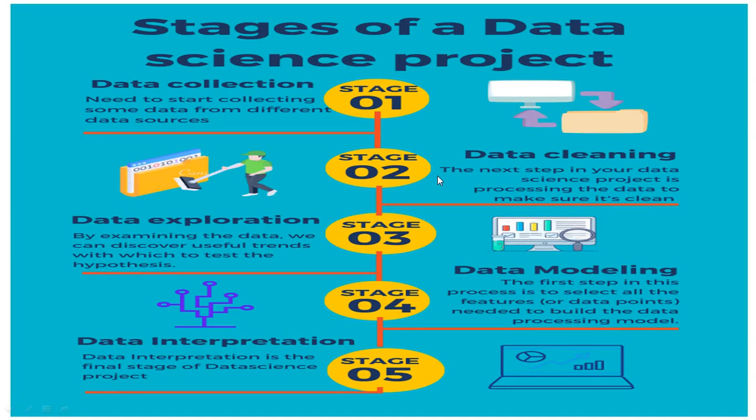Stages of a data science project. Now there are stages, and every stage has a different method of forming. The first stage is data collection. This is the most important stage, which has to be done the most thoroughly. Data collection means you need to start collecting data from different data sources.